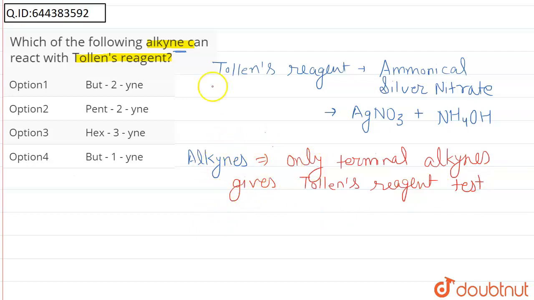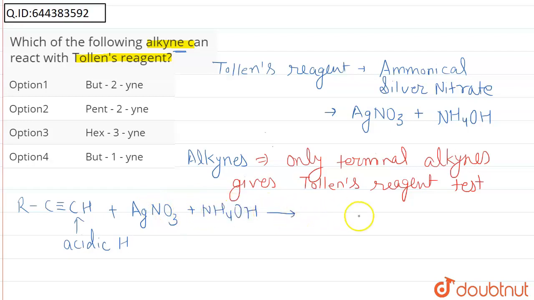As terminal alkynes are acidic in nature, in case of acidic hydrogen, that is R-C≡C-H, in this type of alkyne this terminal hydrogen is acidic in nature, which reacts with ammoniacal silver nitrate, that is AgNO3 plus NH4OH, which converts into silver acetylide, that is R-C≡C with negative and Ag positive, along with NH4NO3, that is ammonium nitrate, along with water molecules, okay?